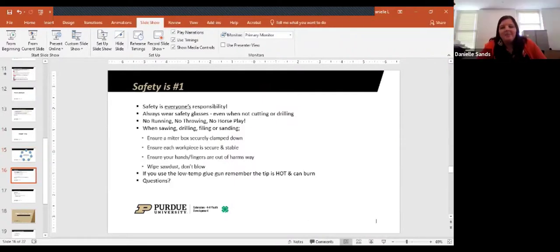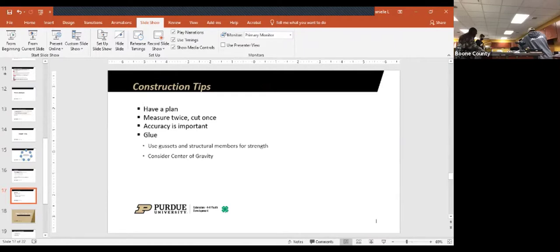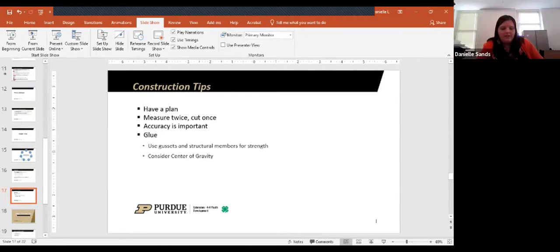As you're working, and I don't need to reiterate these, but as always, safety is number one. So just think about the things you're doing before you're doing them. And then have a plan for your construction. So if you need to look ahead through the instructions to see how things are laid out, you can do that. Measure twice, cut once. And then accuracy is important, because if the pieces that you're putting together aren't flat, or if they have some kind of angle, or they're not square, I guess I should say, then your lifter won't quite sit flat on the table.